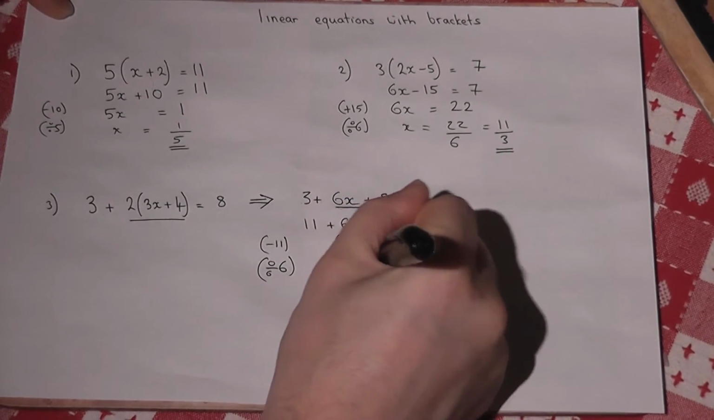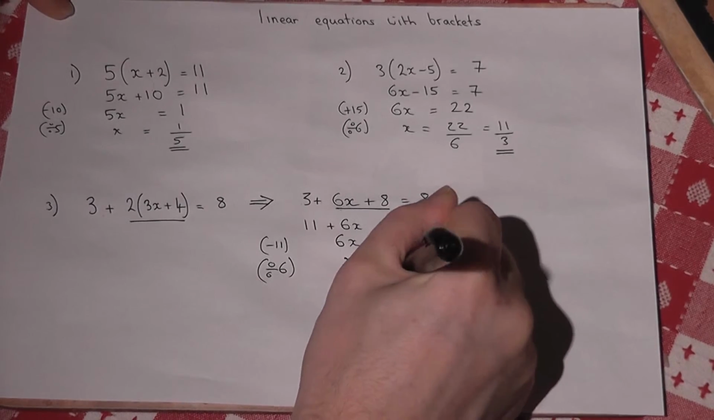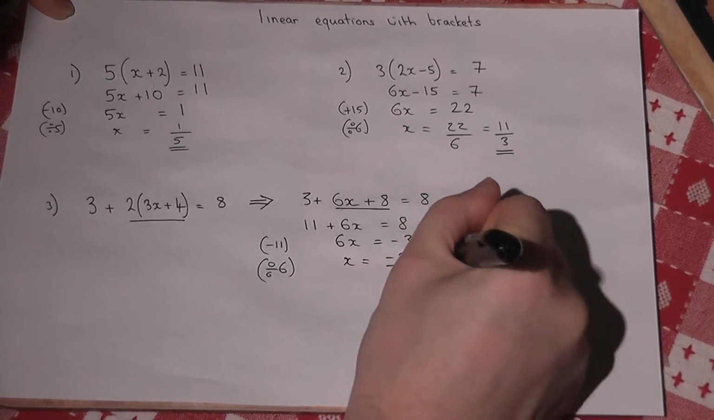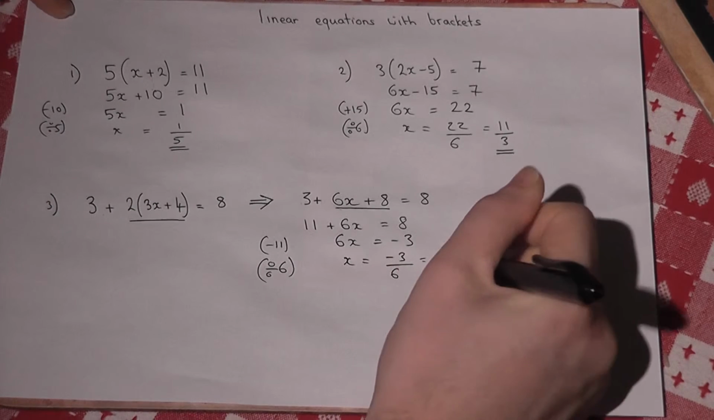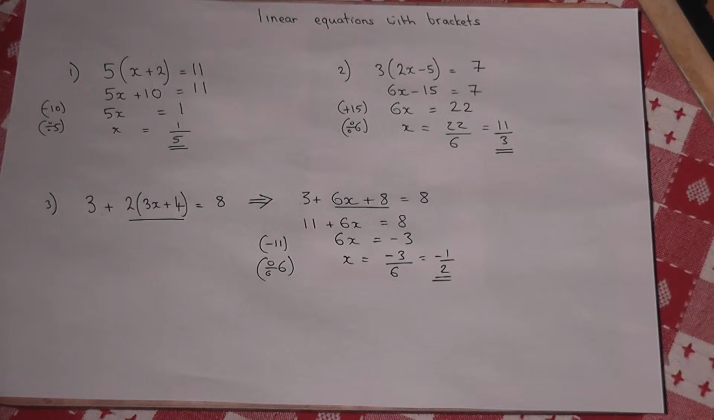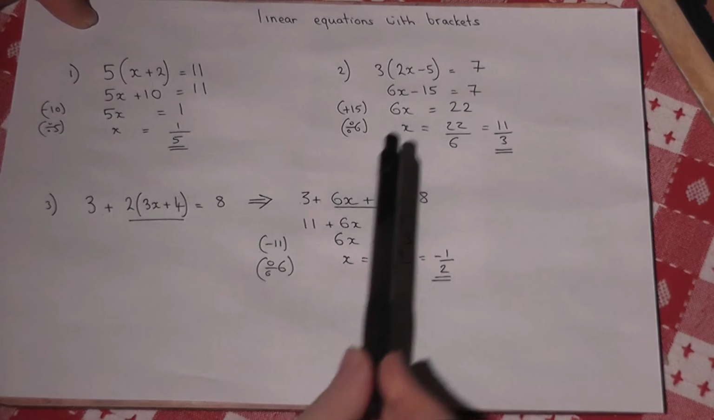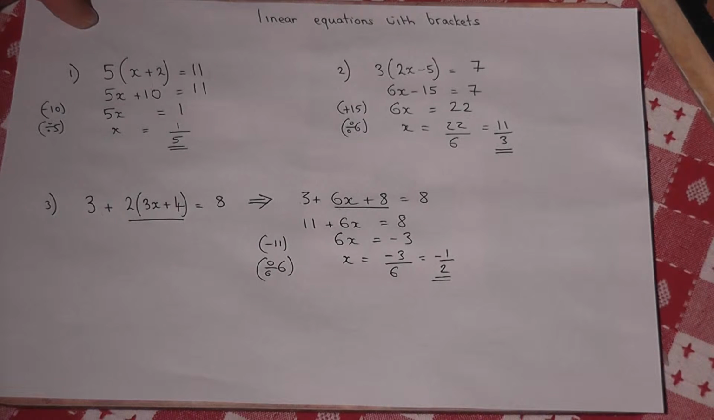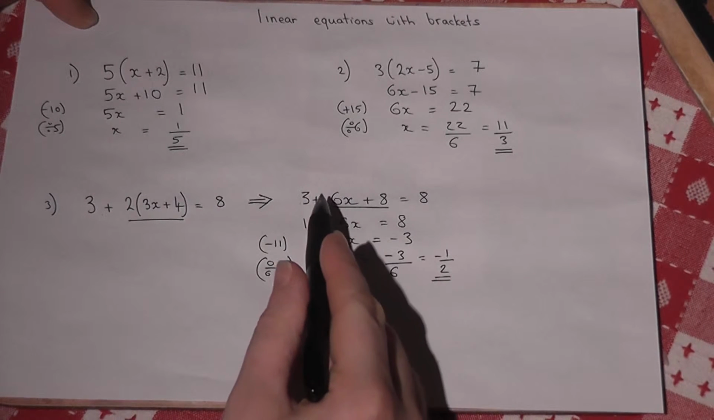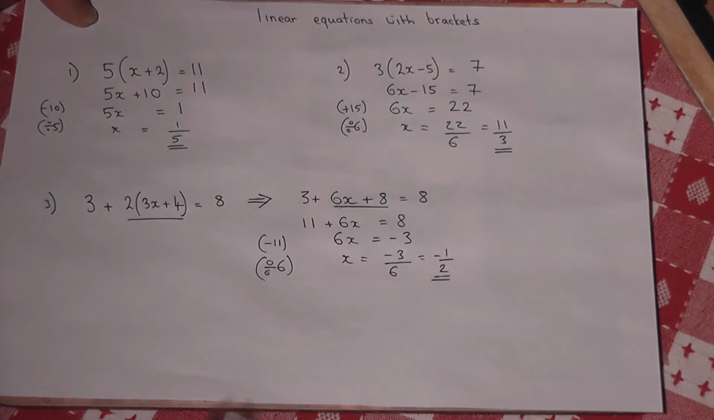So x equals minus 3 over 6, which is the same as minus 1 half. So the golden rule is always expand the bracket first. And if necessary, you can then simplify before solving.